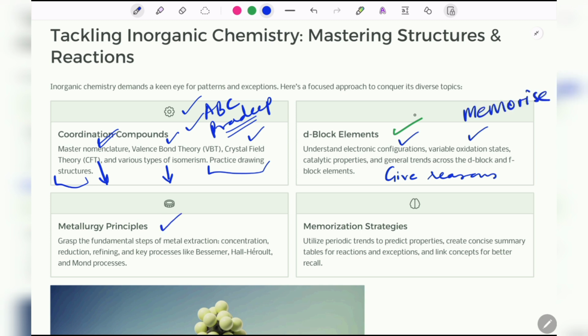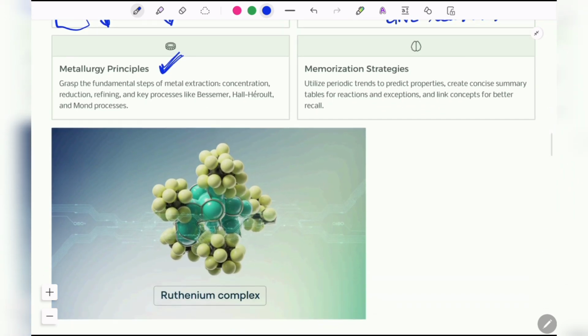Metallurgy principle was earlier in the syllabus, but now it has been removed from the syllabus. However, it is there in the competitive exams. So you have to grasp the fundamental steps of metal extraction, concentration, reduction, refining, and key processes like the Bessemer process, Hall-Héroult process, Mond process, and all that. So this is right now not in the board examination.